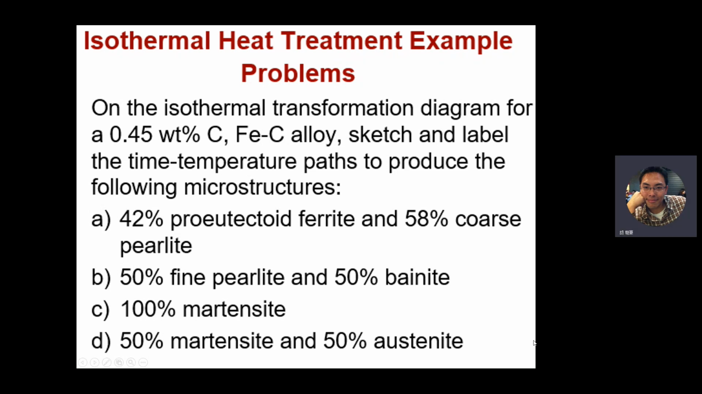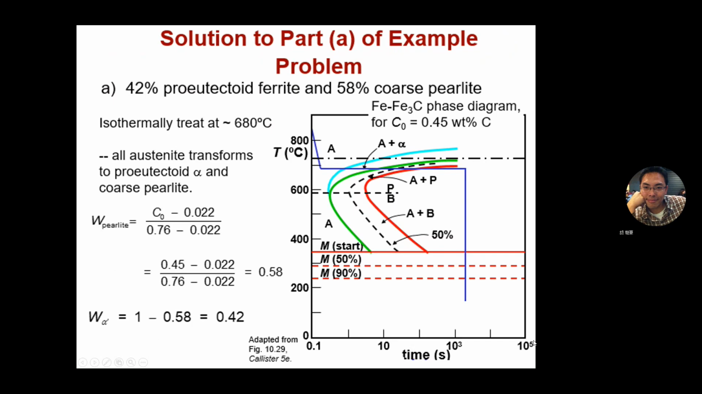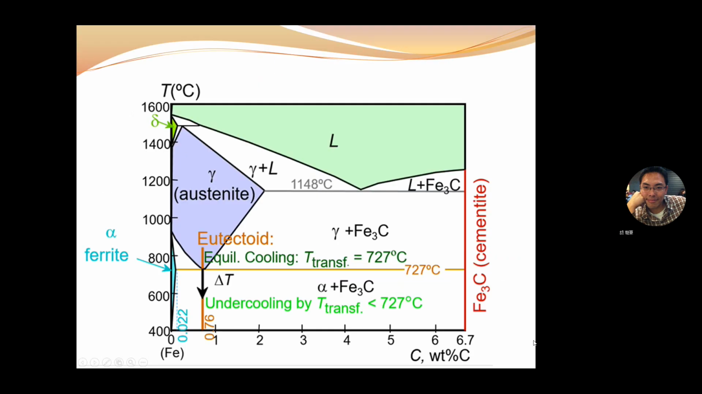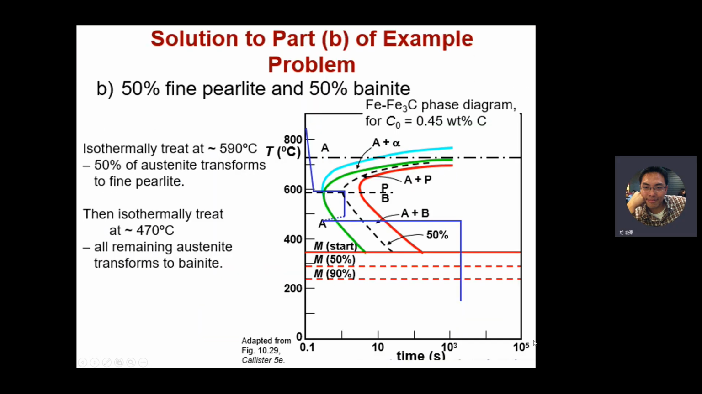And last time we already found the path for the 42% proeutectoid ferrite and the 58% coarse pearlite, right? So today we're going to find the time-temperature path for 58% fine pearlite and 50% bainite structure. Okay, so let's look at the TTT diagram.